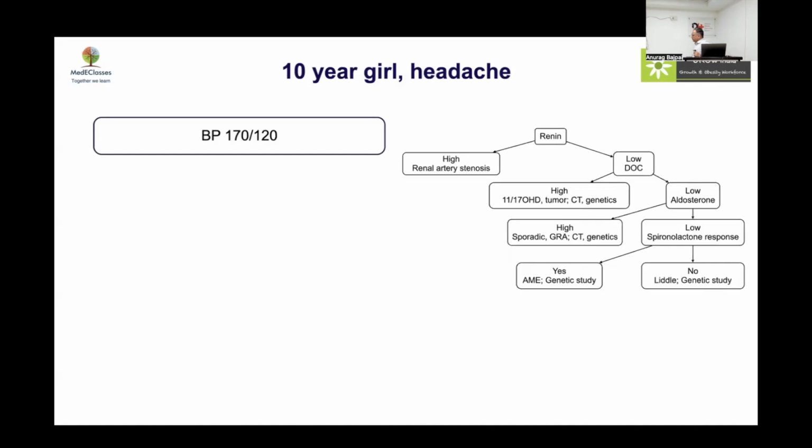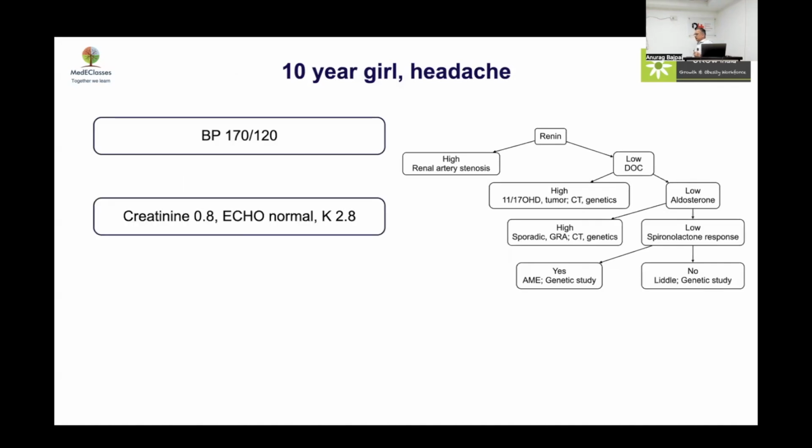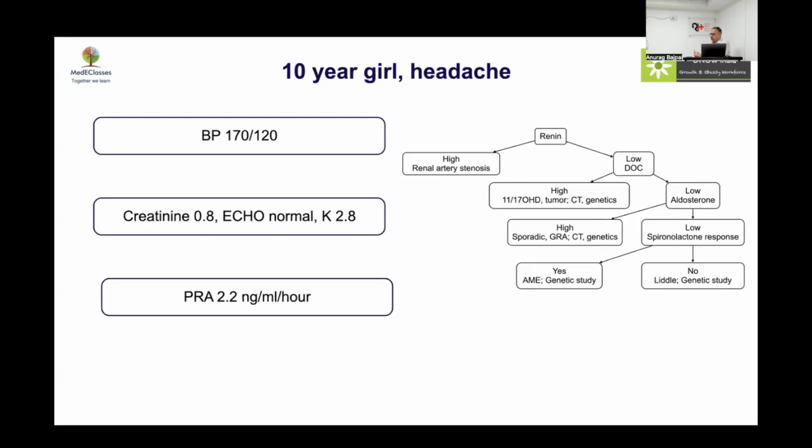So, Dr. Alappan, 10-year-old girl with headache, hypertension, creatinine is normal, echo is normal, there is hypokalemia. What do you think? You have to look for the renin level. Renin is 2.2. So renin is detectable here. In hypokalemia, what should the renin be? Potassium stimulates renin, so there should be no renin basically.